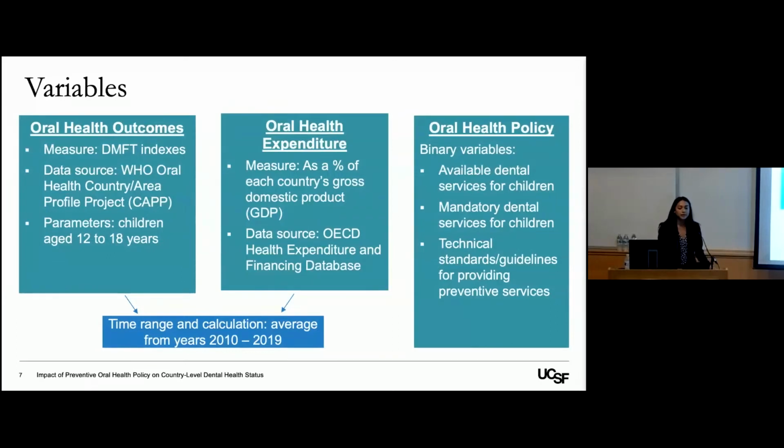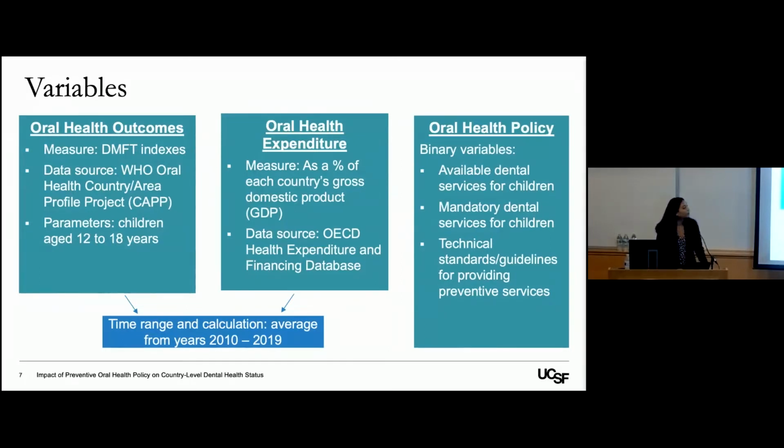Oral health outcomes were measured using DMFT indexes from the WHO Oral Health Country Area Profile Project database. And the parameters set were children aged 12 to 18 years, because this is the age group that most preventive policies are geared towards. For oral health expenditure, we measured this as a percentage of each country's gross domestic product, and our data source was the OECD Health Expenditure and Financing database. And for both of these variables, outcomes and expenditure, we calculated a mean from the years 2010 to 2019 to have an average from that decade.